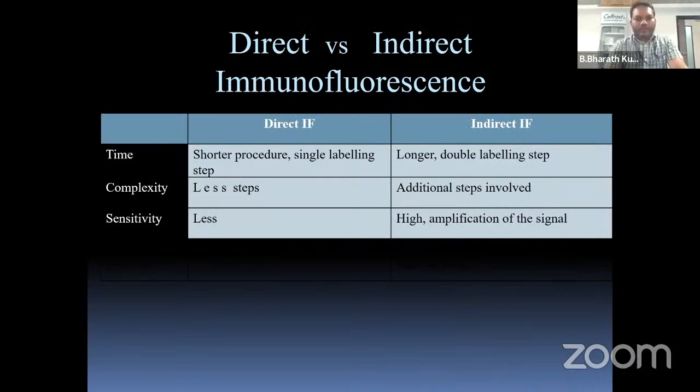Next. That is direct versus indirect immunofluorescence. Time will be less in direct immunofluorescence, and it is a short staining procedure as compared to the indirect immunofluorescence procedure. Complexity is very low in direct immunofluorescence, and indirect immunofluorescence is complex because an additional step is involved. Sensitivity is less in direct immunofluorescence, and in indirect immunofluorescence there is high amplification of the signals.